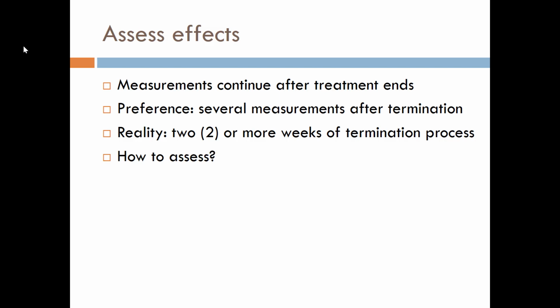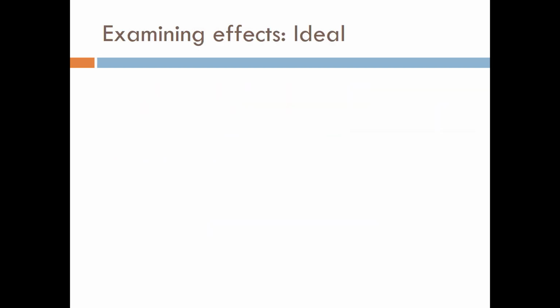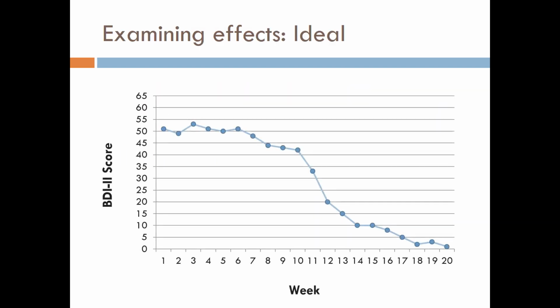But then the question becomes, how do we assess? Remember that decision point about what instruments we're going to use. Well, once you have an instrument and you're collecting this data, how can you see whether your client is getting better? The answer is, of course, graphs. These are similar to the ones we've been working on, but now we're going to look at how we can use them in a single case design. In the ideal case, this is what the graph would look like.